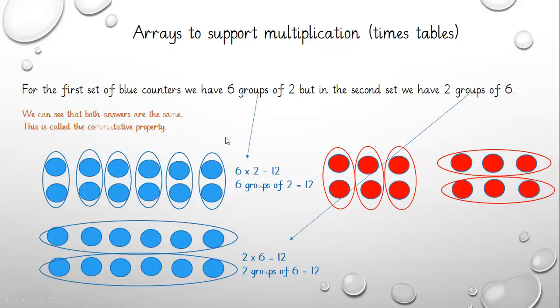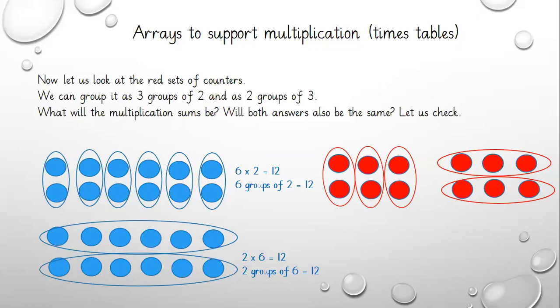For the first set of blue counters, we have 6 groups of 2, which is equal to 12. But in the second set, we've got 2 groups of 6, which is equal to 12. And if I look at my number sentences, it says 6 times 2 is equal to 12, and 2 times 6 is equal to 12. If we look at these numbers here and these numbers here, they are just reversed. This is what we call the commutative property of multiplication.